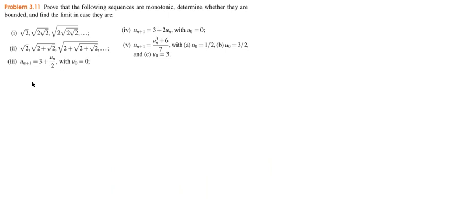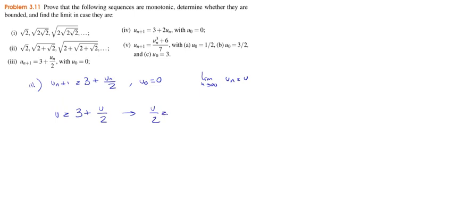Now, for 3, u sub n plus 1 is 3 plus u sub n over 2, and then u sub 0 is 0. Now again, assume this has a limit, so we take limits. Call the limit u, so let's call it the limit when n goes to infinity of u sub n is u. u is equal to 3 plus u halves, so this is the same as u halves equal to 3, the same as u equals 6.